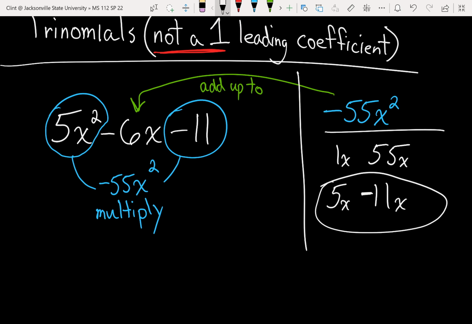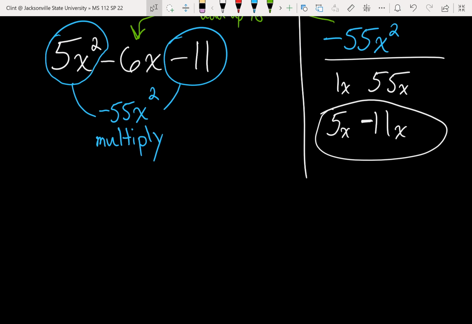Okay, so a lot of the methods you use are really similar to this up to here. Here's maybe when things change a little bit. Now what I'm going to do is take my two numbers I found and rewrite the middle. Instead of writing it as negative 6x, I'm going to write it as 5x minus 11x. Then I'm going to use factoring by grouping like we did. Some of you may have never done it this way before. That's okay.